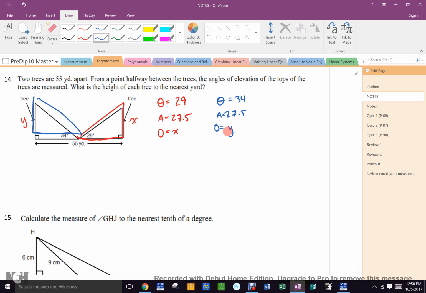And then, of course, the height of each tree. You'd be done. What's this one? 27.5 tan 29. And what's this one? Tan 34. Correct. Excellently done.